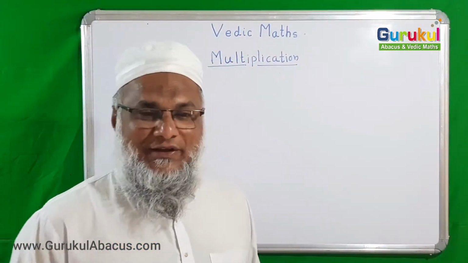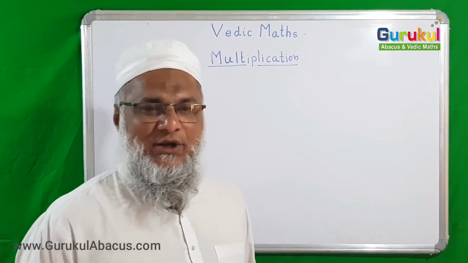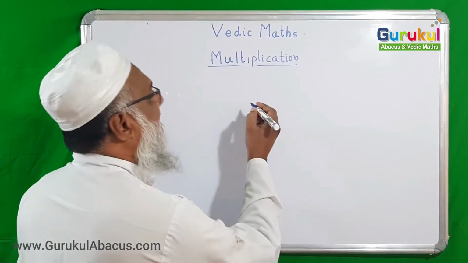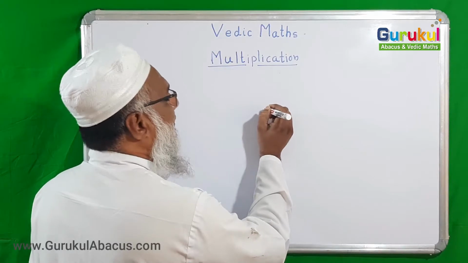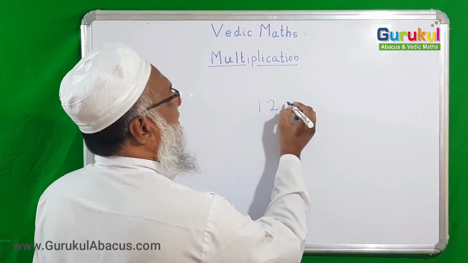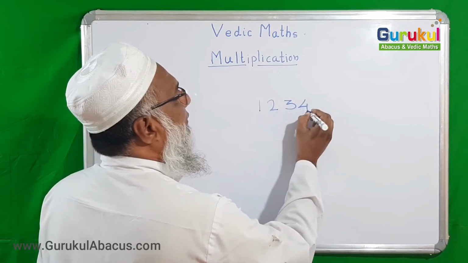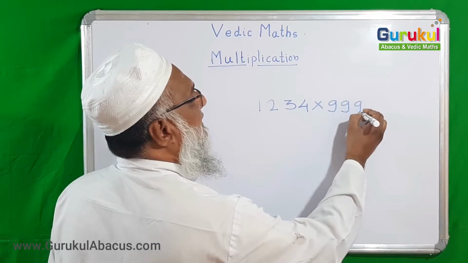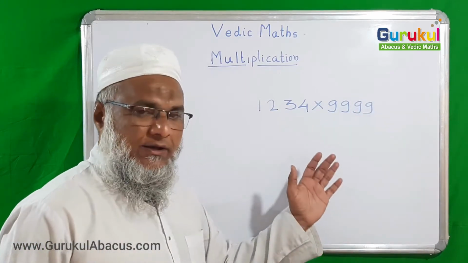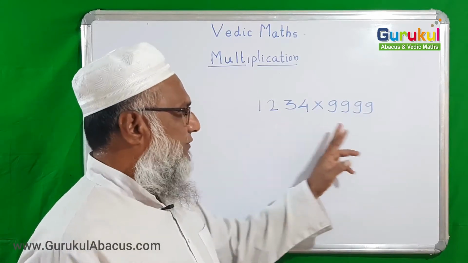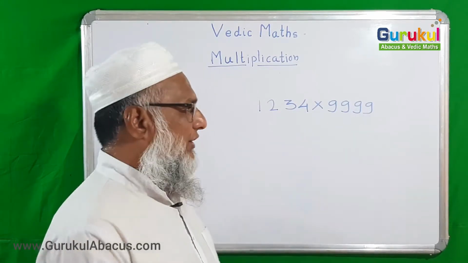Now we will learn one of the simplest methods of Vedic mathematics in multiplication. Suppose here we have one example. It is 1234 multiplied by 9999. If we observe this example, we will understand that out of the two given numbers, one number is a greatest number.